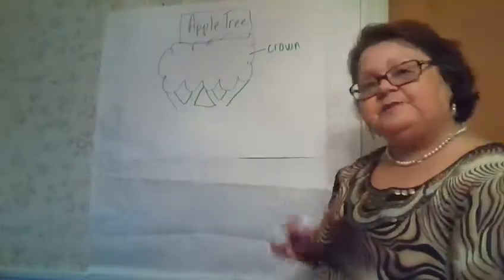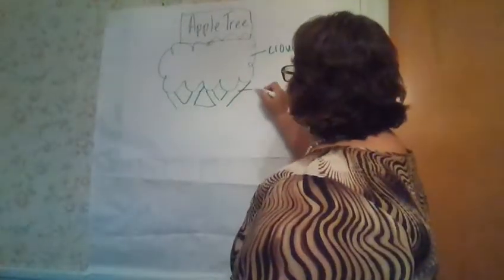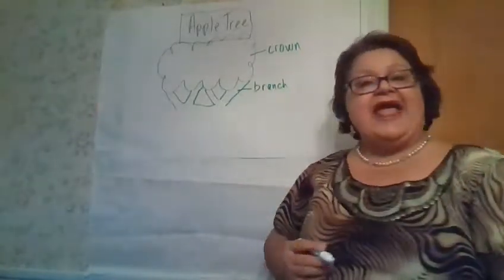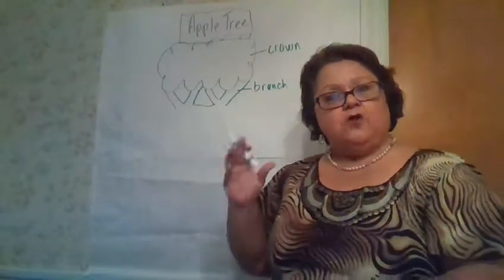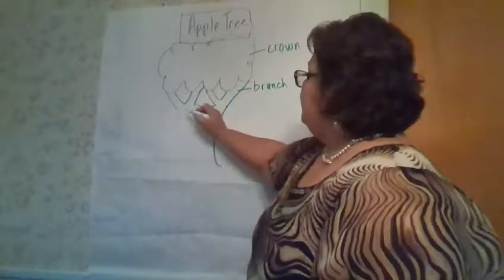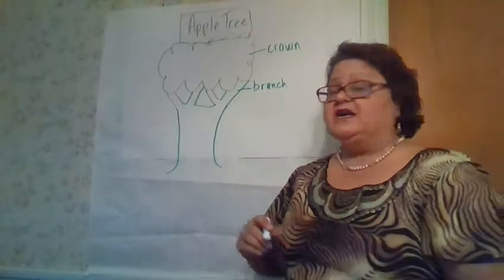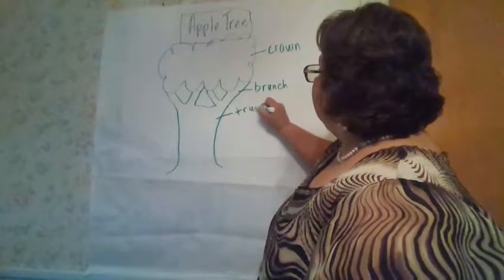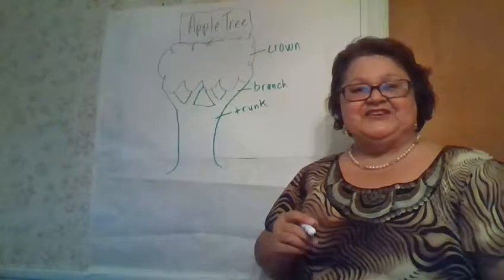So these are called what, boys and girls? Branches. But I'm going to label only one. So that is called a branch. Now there has to be something sturdy holding up those branches. And that's called the trunk. Can you say that? Trunk. Trunk. Very good, boys and girls.